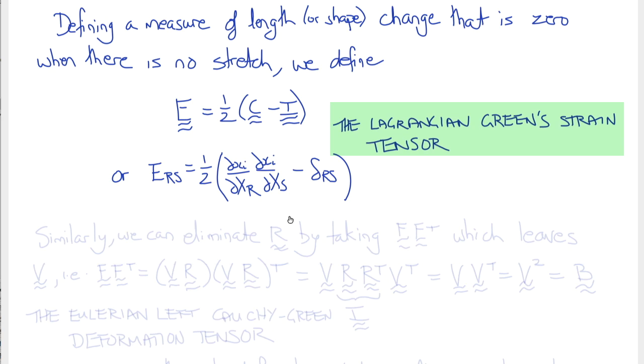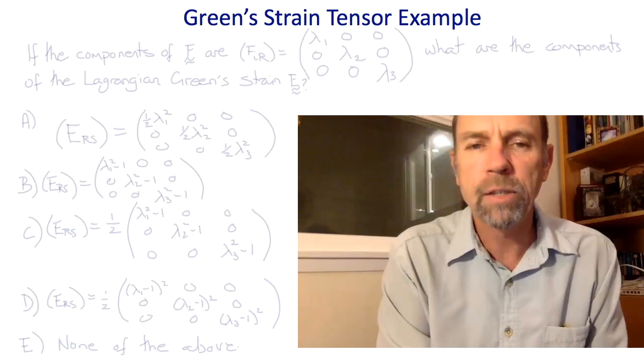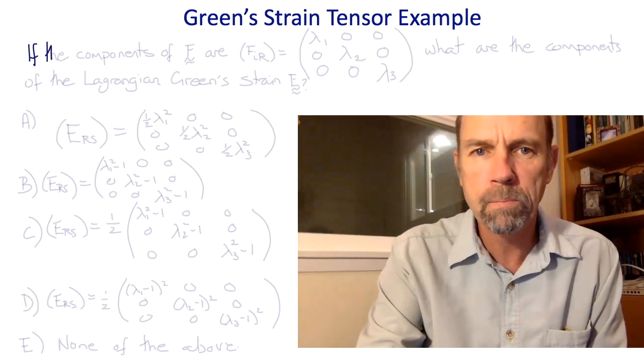So in order to eliminate the rotation, we took F transpose F. That had the effect of squaring U, and therefore the strain defined this way has a quadratic definition. And the 1/2 there is so that when we do a Taylor series expansion and linearize, that will cancel. Let's try an example now.